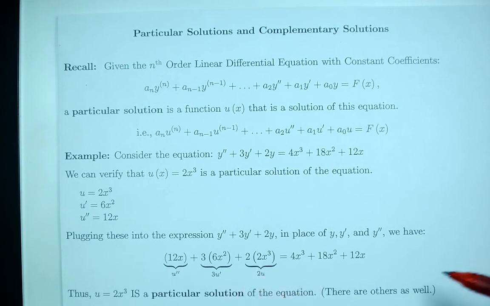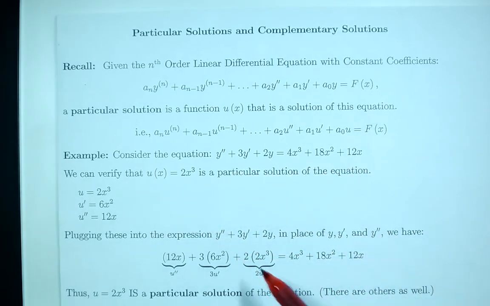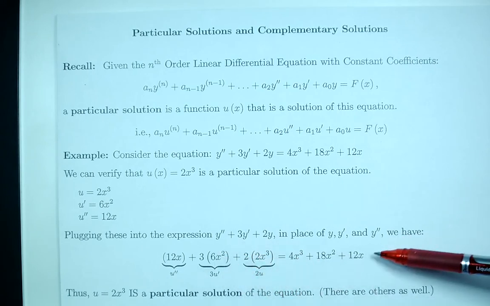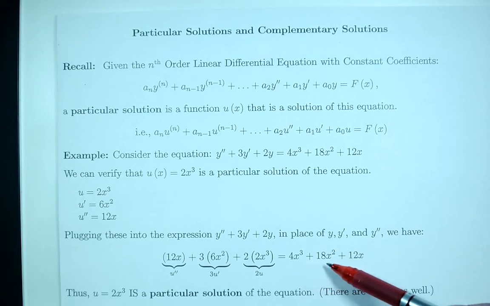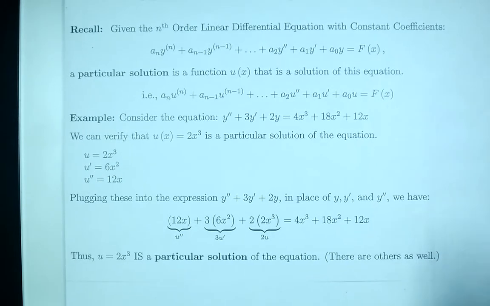Perfect. When we plug u prime and u double prime in for y prime and y double prime, we get the right-hand side, f of x, 4x cubed plus 18x squared plus 12x. So what we can say is u equals 2x cubed is a particular solution of the equation. There are other particular solutions of the equation as well.